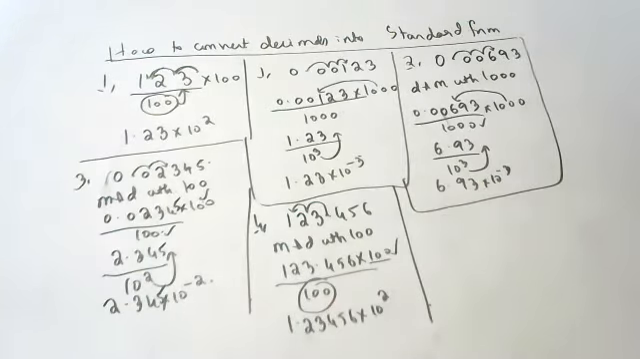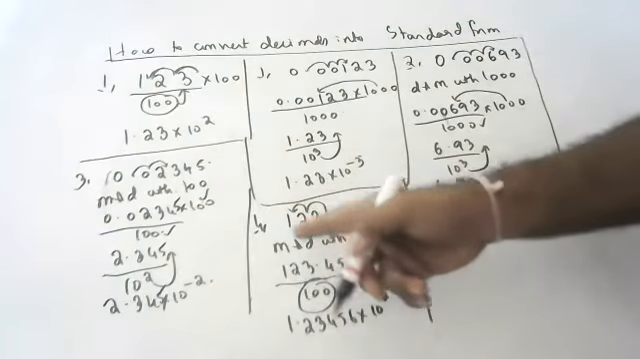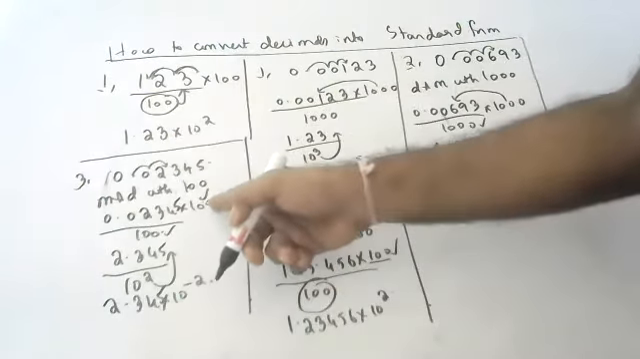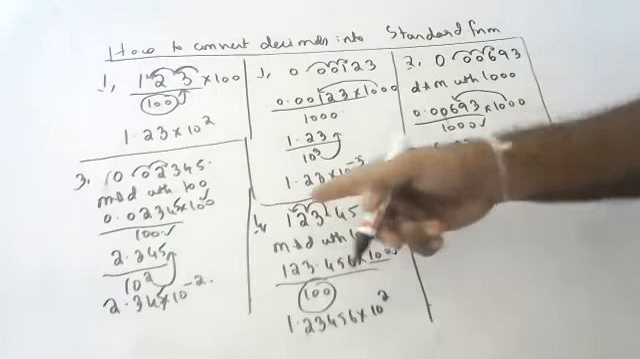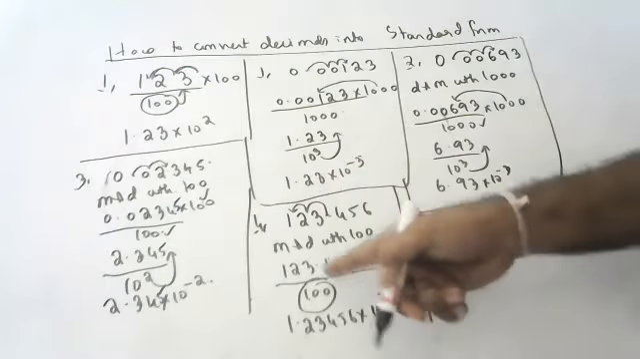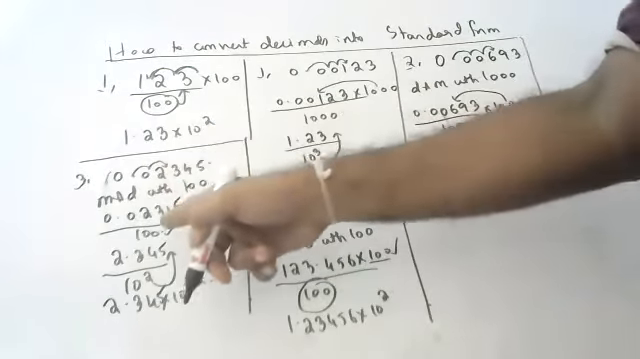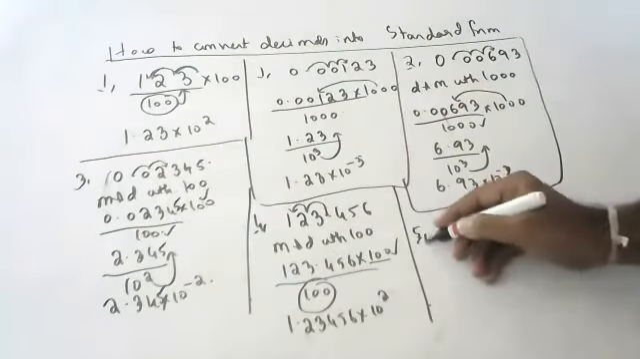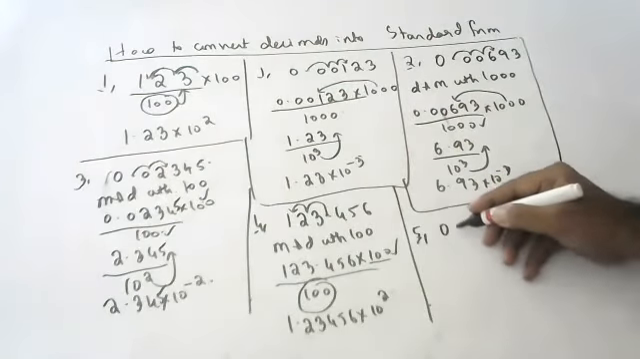So children, if the decimal is going left, use the denominator. If the decimal is going right, use the numerator. If the decimal is going left, use the denominator. If the decimal is going right, use the numerator for putting the decimal, children. If you didn't understand, one more sum. Sahasra, are you there? Yes, sir.